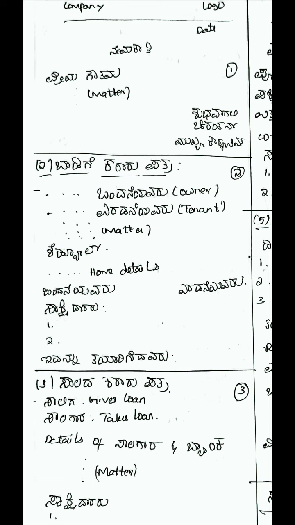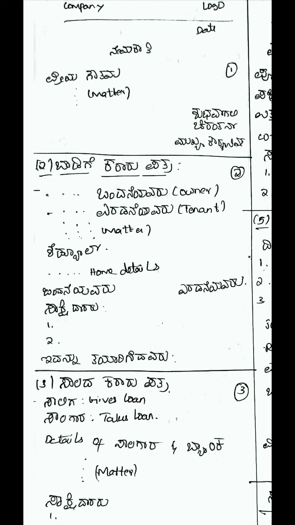Then the next is Eradaneyavaru, the tenant. The second person is the tenant who is taking the house on rent. So you have to write his details. Vandaneyavaru, Eradaneyavaru. Then you have to write the subject matter. That is, what rules the owner has framed for the tenant, you have to write that. You can frame it in your own words.